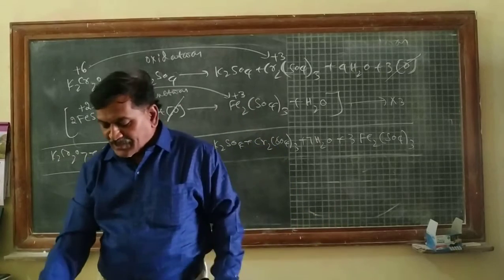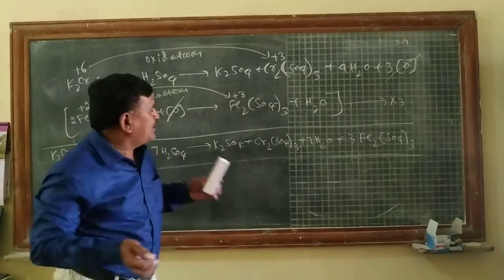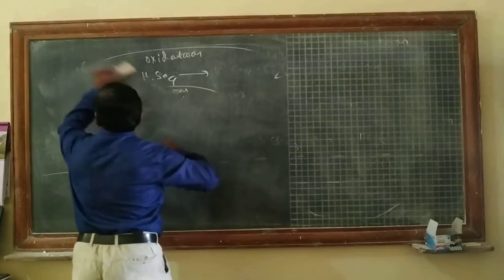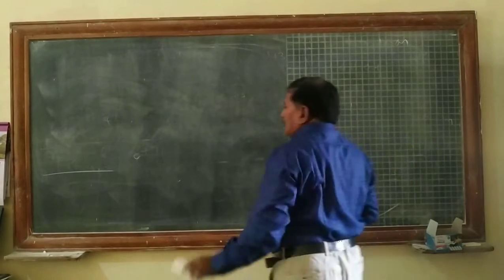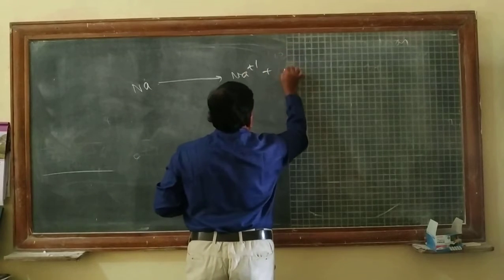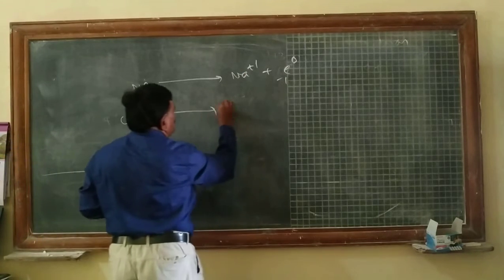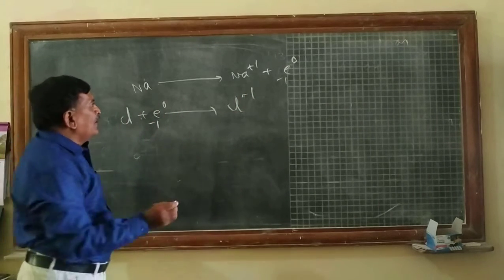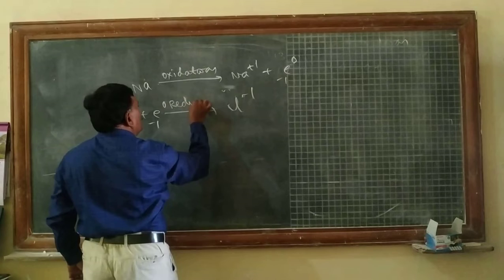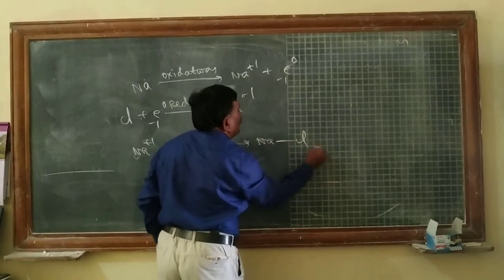So this is a lengthy question for examples of oxidation and reduction processes. Then the second one is the oxidation and reduction reactions. Suppose a neutral sodium atom loses one electron; it forms Na plus, and one electron is liberated. Further, the neutral chlorine atom gains one electron from the sodium atom to become Cl minus. Here the sodium undergoes oxidation and the chlorine undergoes reduction. Finally it forms Na plus and Cl minus, to form the compound NaCl.